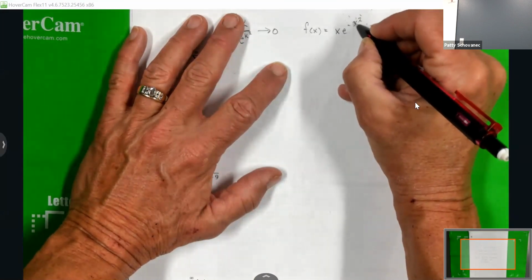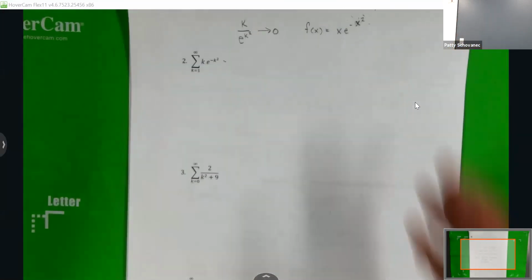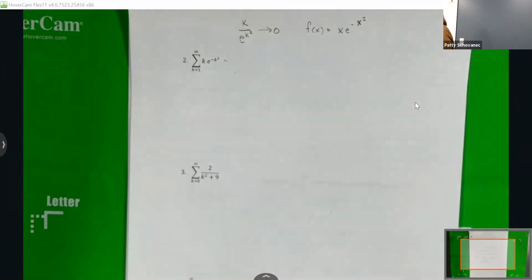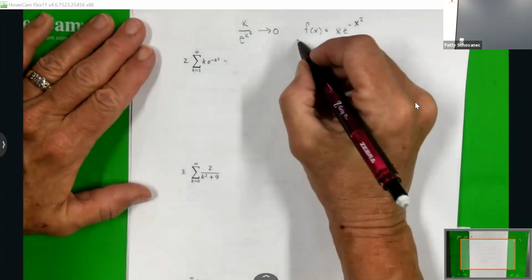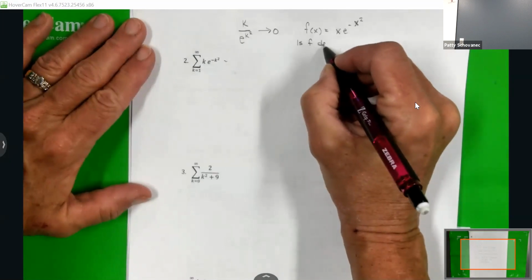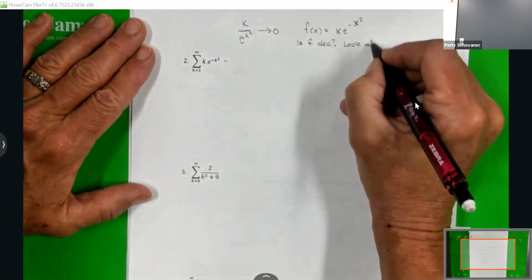So I have the feeling that it's decreasing. I can actually show that it's decreasing by using my calculus 1. We showed functions were decreasing in Cal 1 by showing that the first derivative was negative. So let's do that just for practice. So is f decreasing? Let's look at f prime.